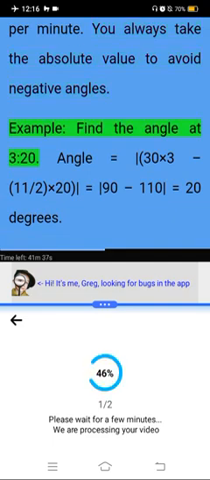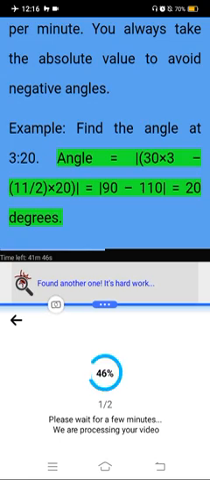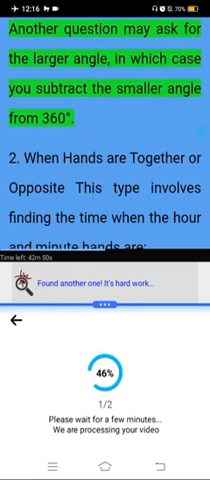Example, find the angle at 3:20. Angle = |30 × 3 − (11/2) × 20| = |90 − 110| = 20 degrees. Another question may ask for the larger angle, in which case you subtract the smaller angle from 360 degrees.